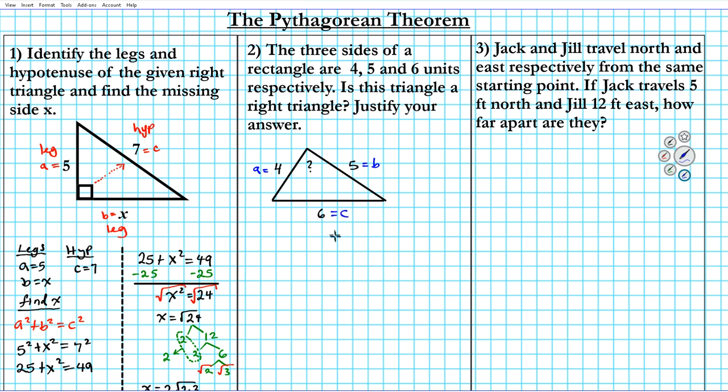Now, how do we determine if this is a right triangle? We're going to do a test. In order for this to be a right triangle, the triangle must satisfy a special theorem. It must satisfy the Pythagorean theorem.